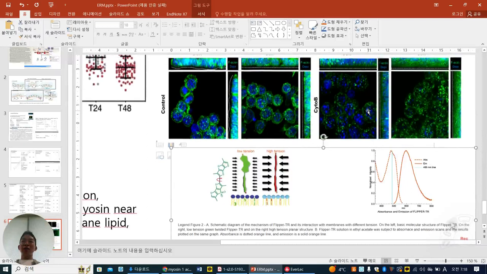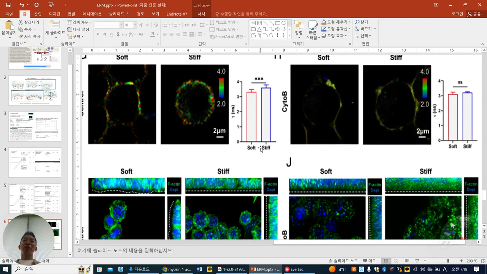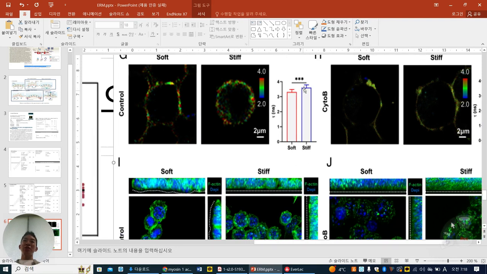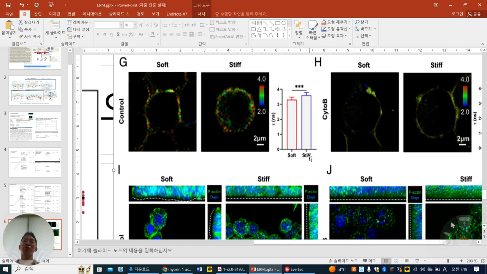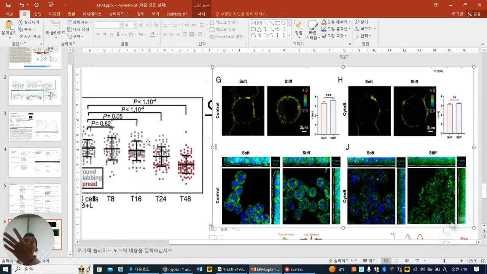And then here, in some other article, they measure the cell membrane tension depending on the stiffness. Increase of this nanosecond means higher cell membrane tension. So here, the macrophage is cultured on stiff gel. They induce higher tension than soft. So this is another way to measure the cell membrane tension, but I'm not sure whether this cell membrane tension only measures the lipid membrane tension, or this is also a combination of all these three components, cytoskeleton and their link protein level.